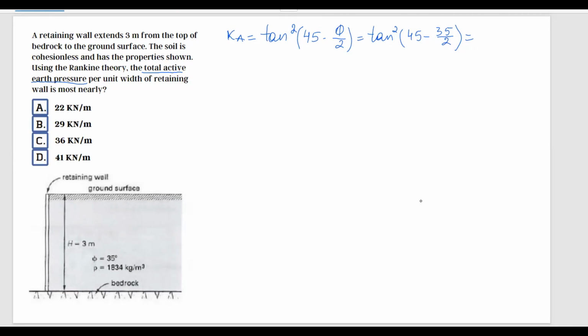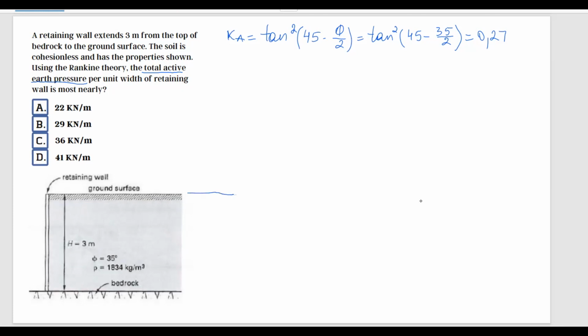So I'll have 35 divided by 2, 45 minus that, so 27.5, and now I'll do tangent of that and squared. So I get a value of 0.27. So now that I have Ka, I can go back and talk about the earth pressure.